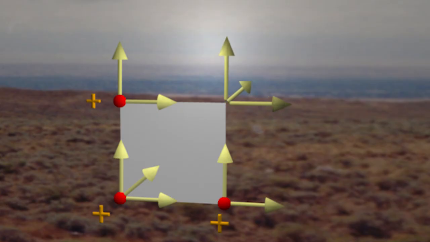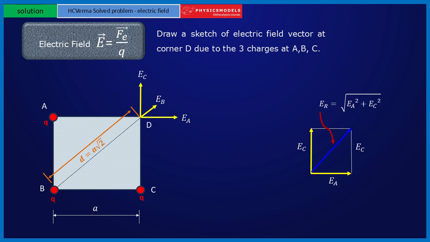Here is an animation as per my imagination. You can have your own. The electric field is getting created at the fourth corner due to the charges shown as red spheres at the other three corners. Draw a sketch of the arrangement. The electric field E is a vector which is equal to the force at that point divided by the charge.